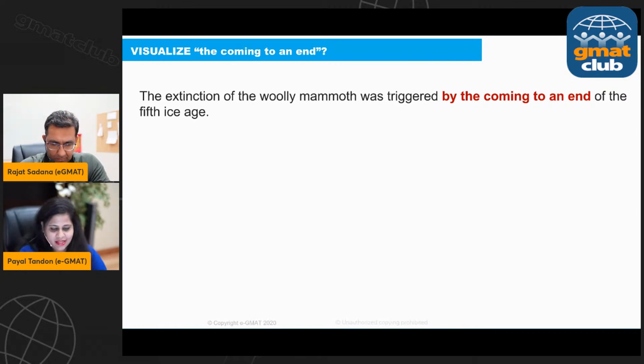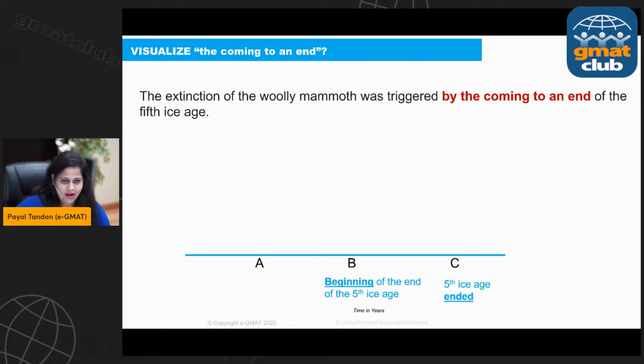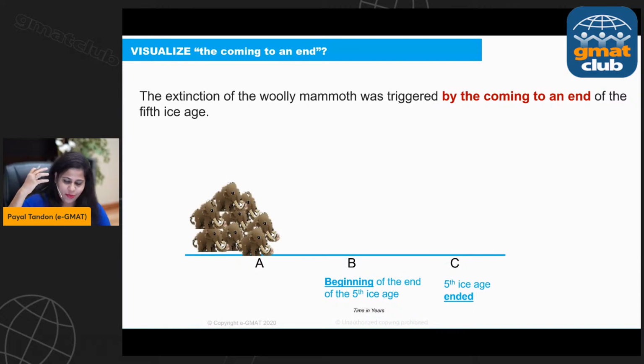So let's read this sentence: The extinction of the woolly mammoth was triggered by the coming to an end of the fifth ice age. Now, I want you to picture this timeline. Think about these woolly mammoths who are walking on the planet Earth, and who are really very huge mammals, right?